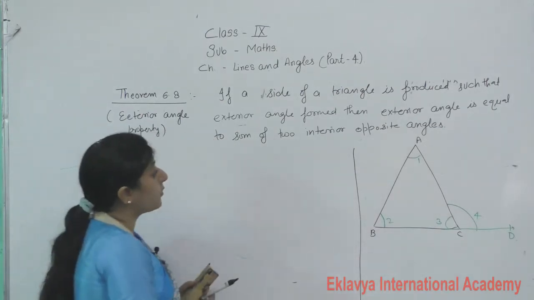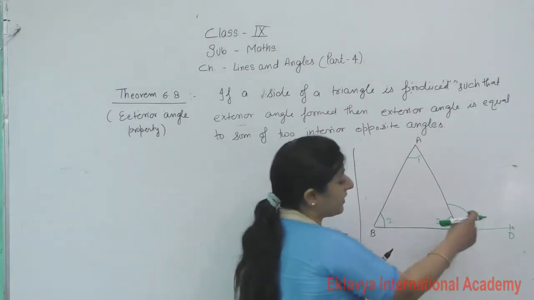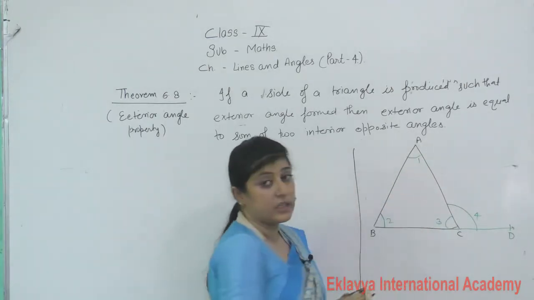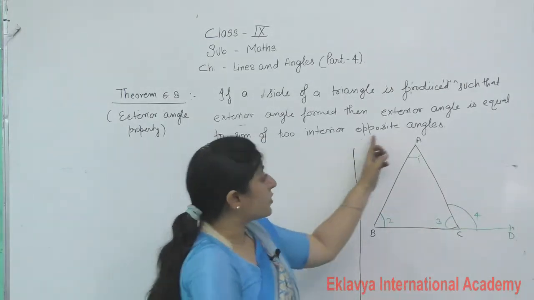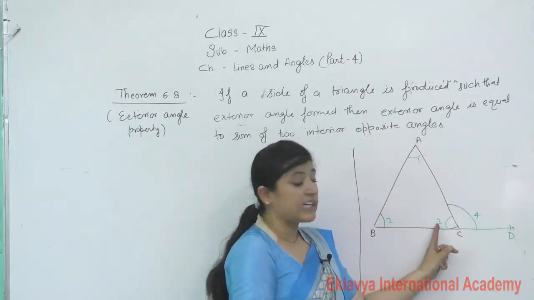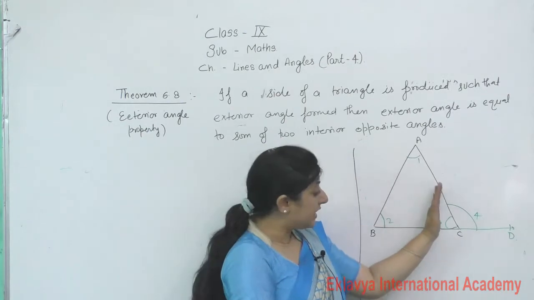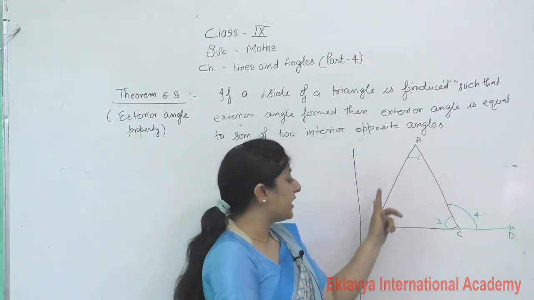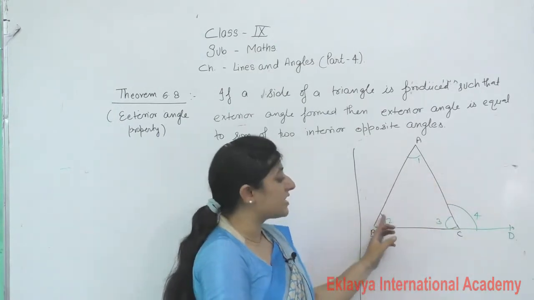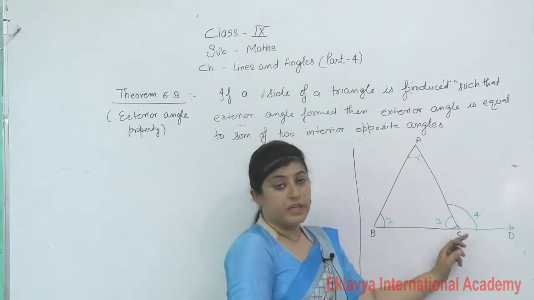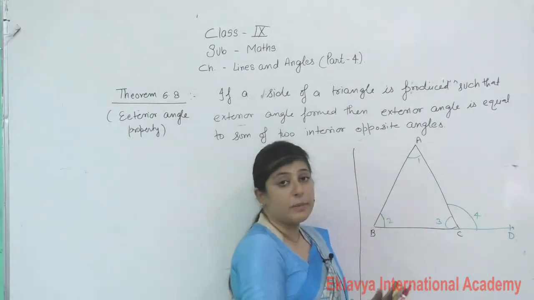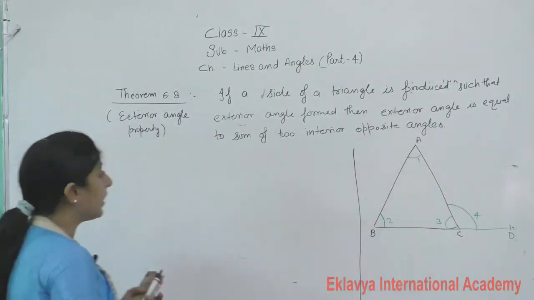What we have to prove in this theorem is that angle 4 is equal to angle 1 plus angle 2. Interior opposite angle means, with angle 4 the adjacent interior angle is angle 3. Leave this angle 3, then the remaining two interior angles 1 and 2 are the interior opposite angles of angle 4. So we have to prove that angle 4 is equal to angle 1 plus angle 2. How to prove it?